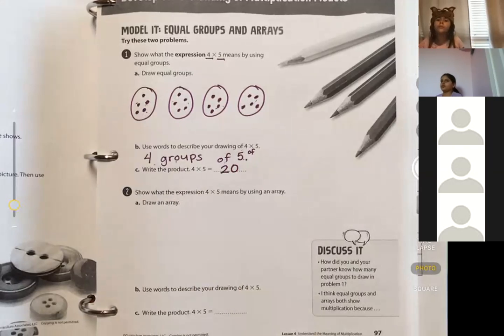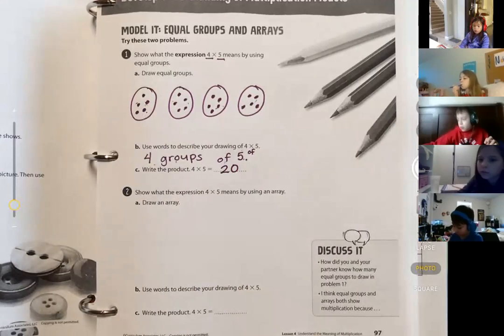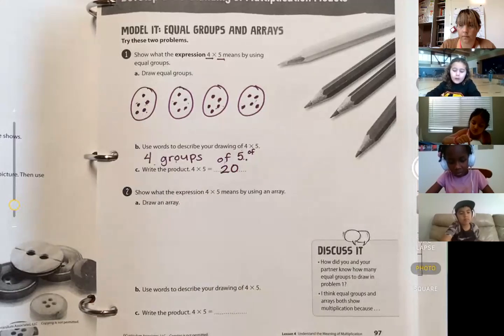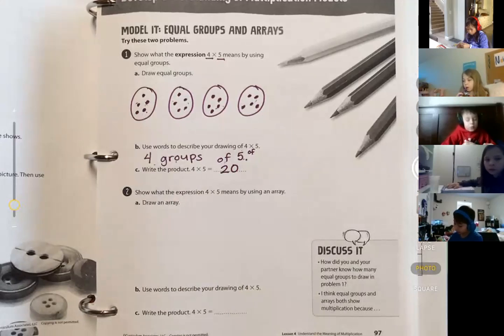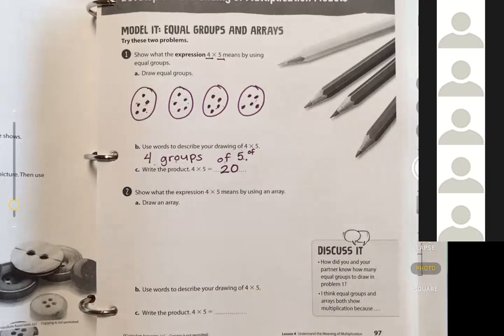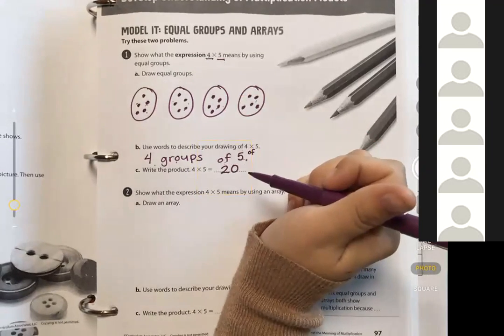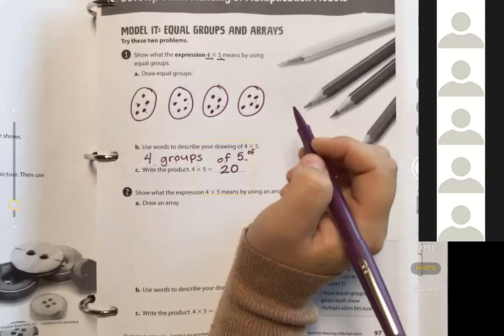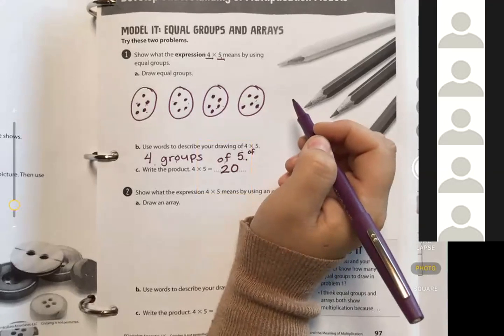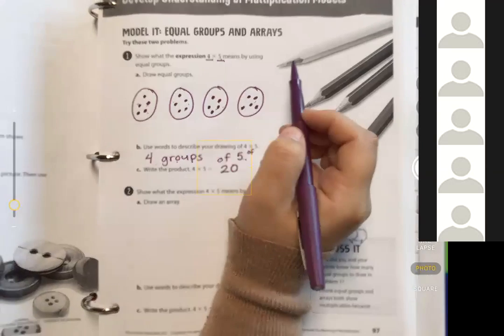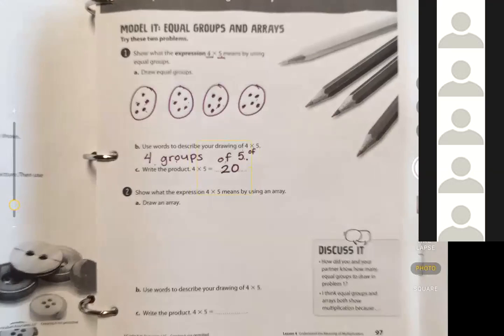Okay. Do we have any questions about drawing an equal group? Good. You guys look like you get that part. So the important thing to know, first number, how many groups? Second number, how many in each group? Okay, that's important to know. Groups, how many in each group?